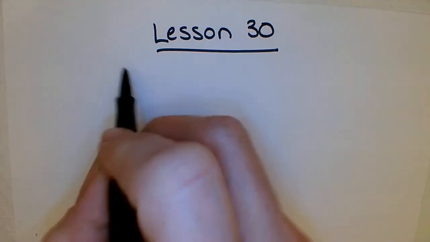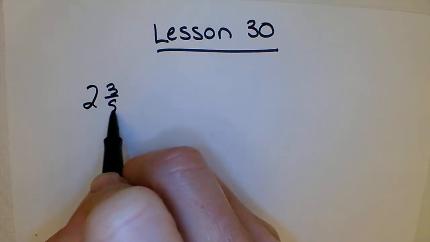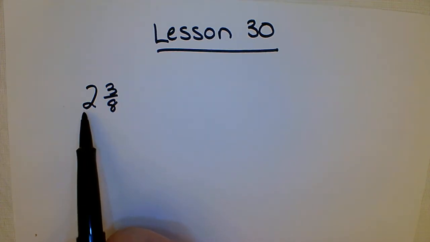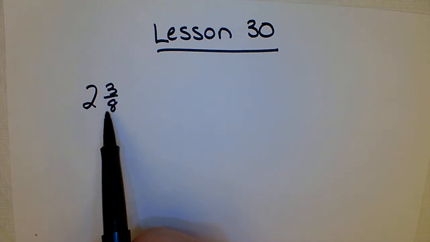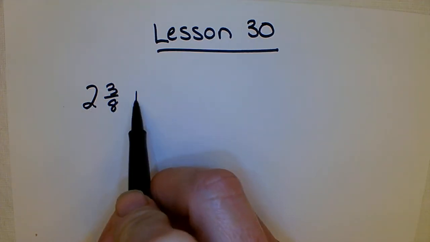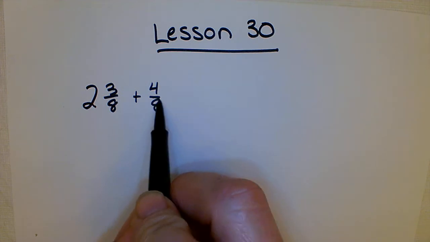And just as a quick review, a mixed number is a number that is composed of, or made up of, both a whole number and a fraction. So, for example, if I had the number 2 3/8, that is a mixed number because it has both a whole number, 2, and it also has a fraction, 3/8. So we're going to be adding to numbers such as 2 3/8 a fraction today. So for example, I could have 2 3/8 and add 4/8.